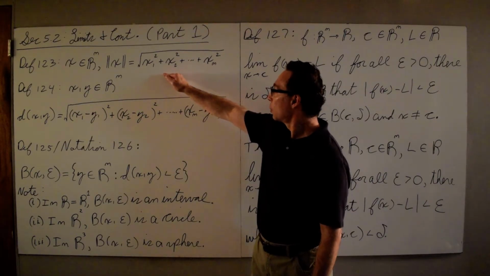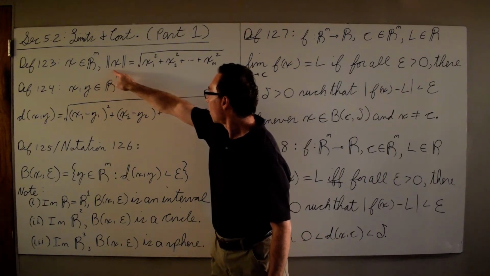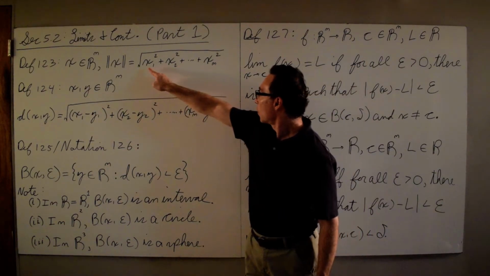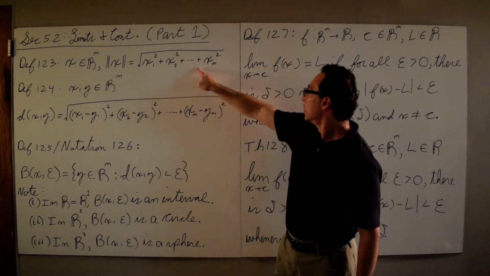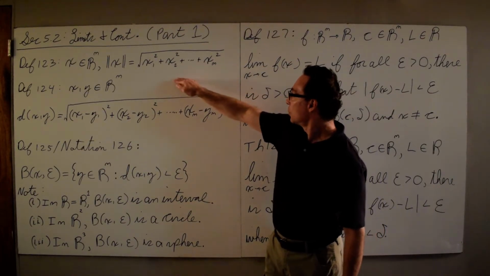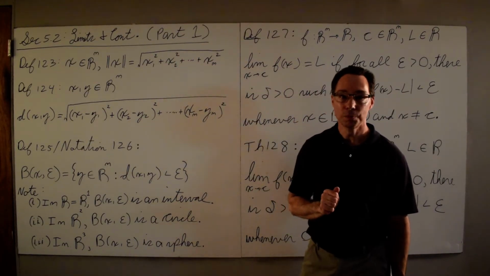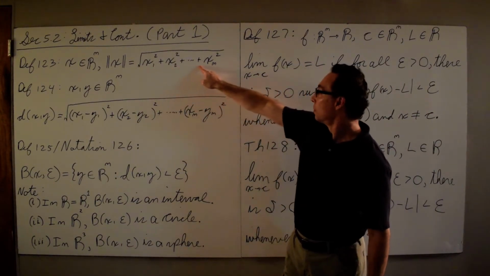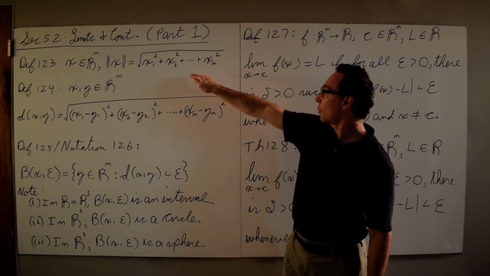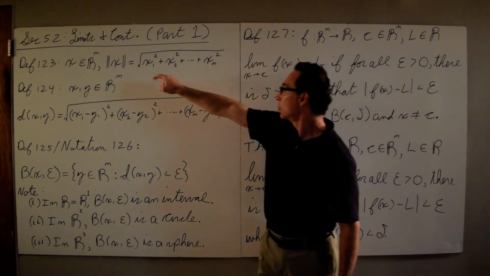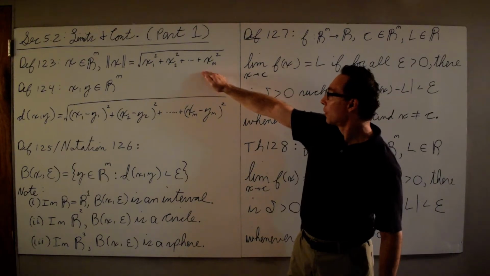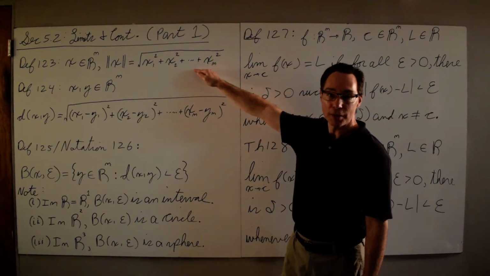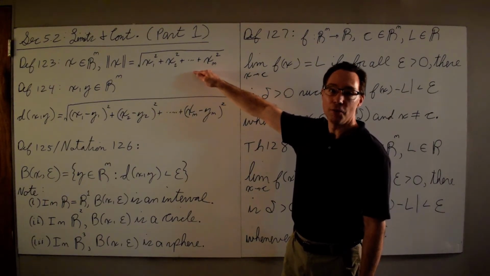Definition 123, we're going to look at what we call the norm of x, where x is in Rn. So we square each coordinate of x, add those together, take the square root. This looks a lot like the magnitude of a vector, and it is. Remember, when we calculate the magnitude of a vector, we square the components, add them together, take the square root. It's the same operation, except we're doing it on a point in Rn instead of a vector in V sub n.